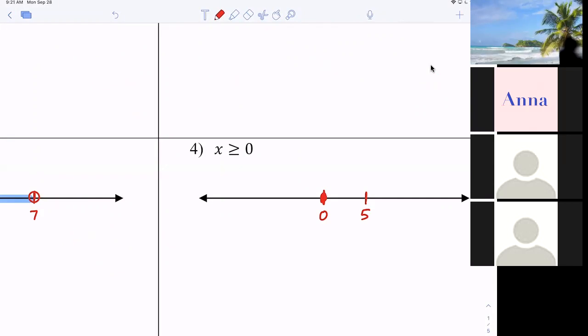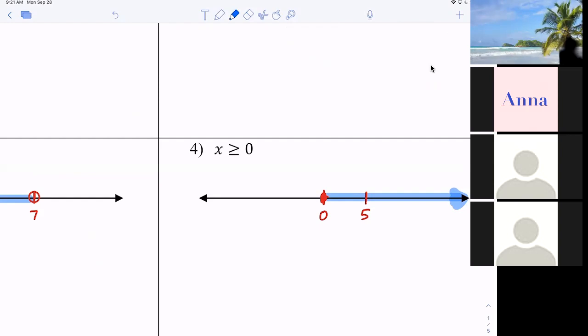Now I want greater than or equal to 0. So how am I graphing? To the right. To the right. That's what we're doing. All right. Now look, that's just the introduction right there. Anybody have any issues with that?